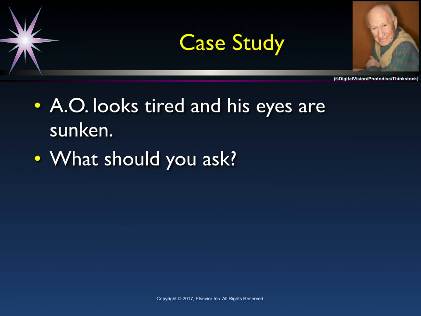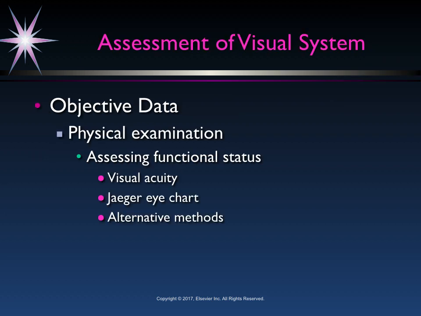So Mr. AO looks tired and his eyes are sunken, so what should you ask? Well, we're going to do a focused assessment of sleeping patterns and possible causes of interference. And we also want to inquire about his nutritional status and how much he drinks. He may be dehydrated. Remember, sunken eyes can be a sign of dehydration. So we want to find out their fluid balance as well. Other things that we may look at is legal blindness, and it's defined as the best corrected vision in the better eye of 20/200 or less.